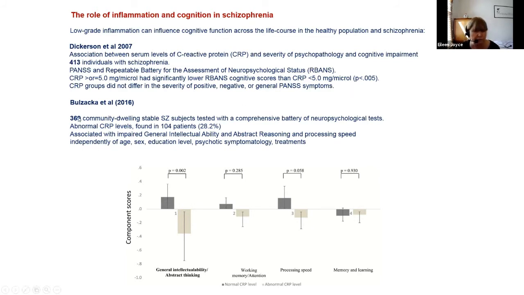This is another study of over 300 patients with chronic long-standing schizophrenia who were tested. They found that they had abnormally high CRP levels in 104 patients. And this was associated with impairment in IQ and abstract reasoning, shown by this graph here. So the ones with the abnormal CRP level did worse than the others in IQ and abstract thinking, and processing speed just missed significance levels. So there's a link then, in people with long-standing schizophrenia, between their cognitive function and their levels of low-grade inflammation.